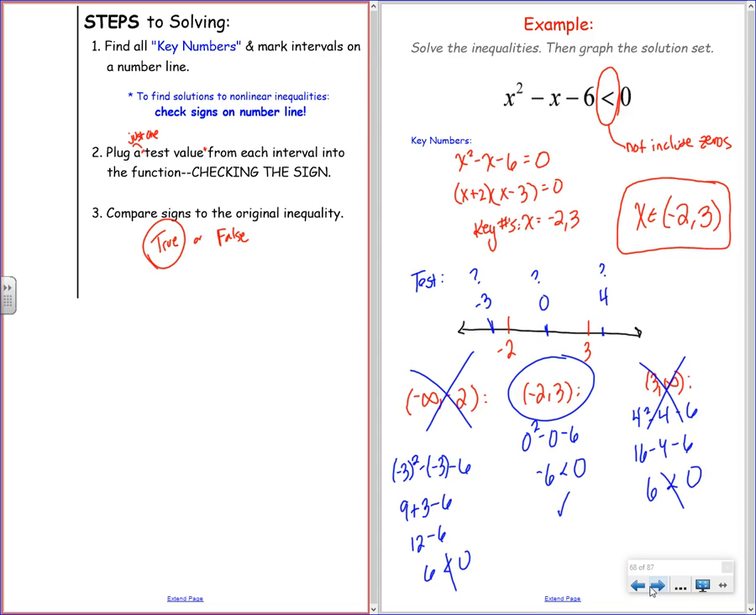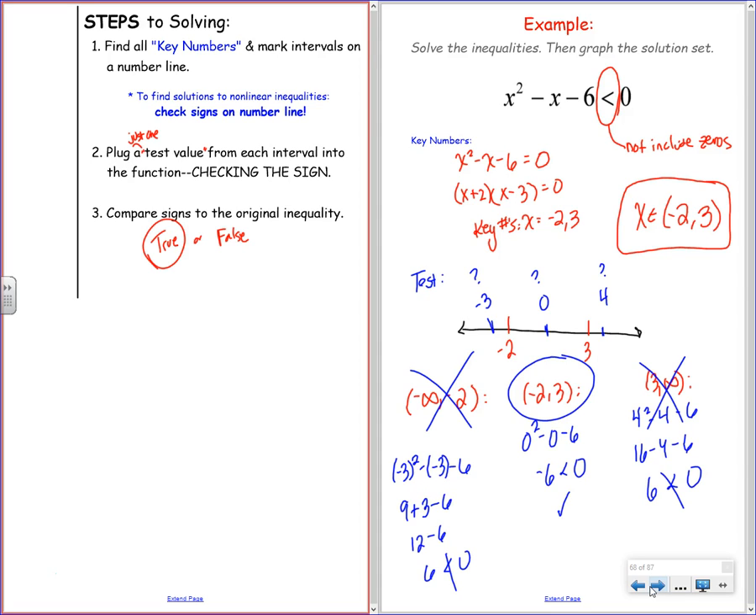I kept all of these zeros open because, am I allowed to have the values equal 0? No. What if this was a less than or equal to, what would I change? Bracket. It'd be a bracket with all of the zeros. So they're parentheses because it's not or equal to.